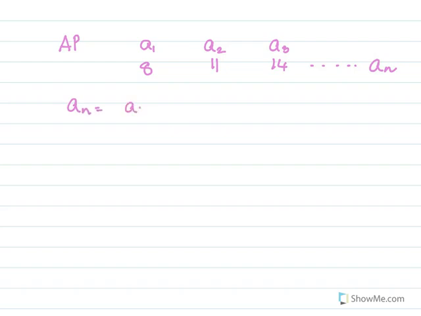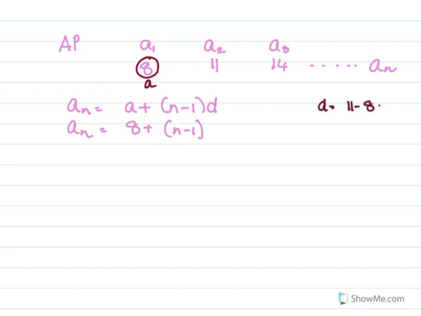So an equal to a plus (n minus 1)d. a we know is 8. This is the first term, that is a. d of course is 11 minus 8, which is 3. So an equal to 8 plus 3n minus 3, and that is 5 plus 3n. That is the nth term.